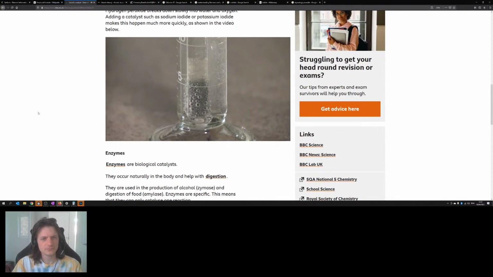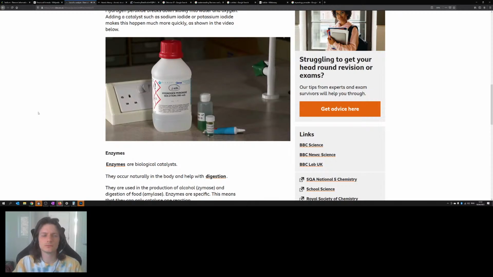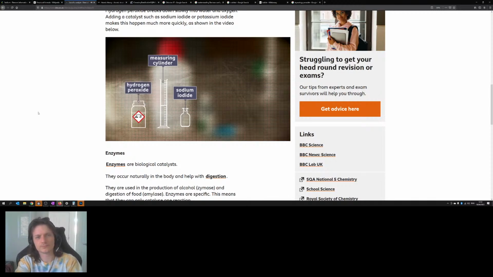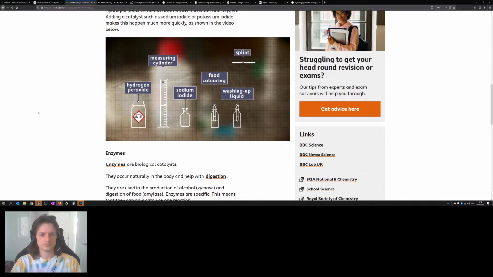Many other substances catalyse this reaction, including several transition metals. The enzyme catalase found in potatoes and liver will also break down hydrogen peroxide. The elephant's toothpaste experiment uses sodium iodide solution as the catalyst. For this experiment, the following equipment is needed: a large measuring cylinder, sodium iodide solution, 60 cubic centimetres of hydrogen peroxide, washing up liquid so that the bubbles produced make foam, food colouring to make the bubbles more visible, a splint, and a flame source.